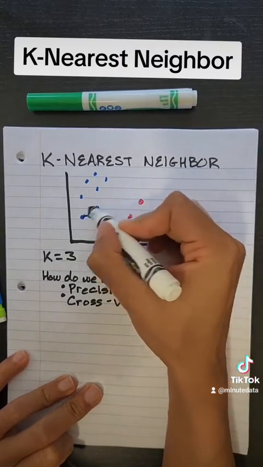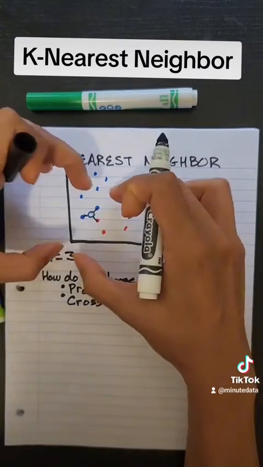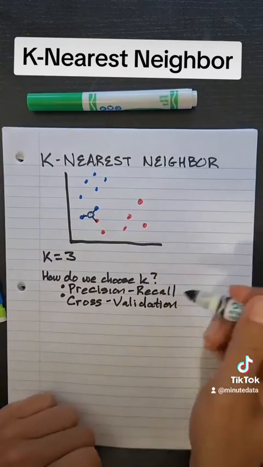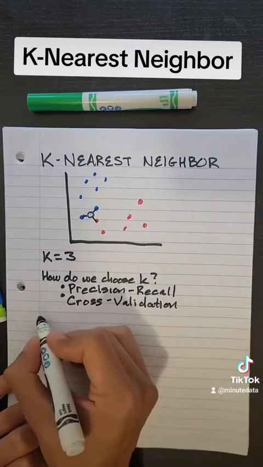If you choose a K that's too small, you may actually overfit because you're looking at a very, very small space. Whereas if you choose a K that's too wide, you start losing the subtlety of more localized patterns. Again, precision, recall and cross-validation will help, and we'll cover those topics in different videos.